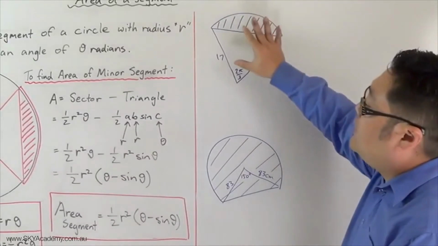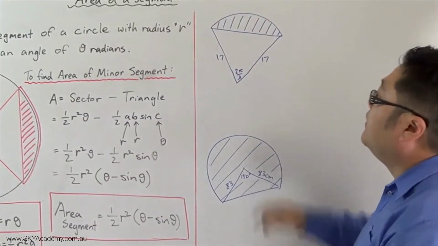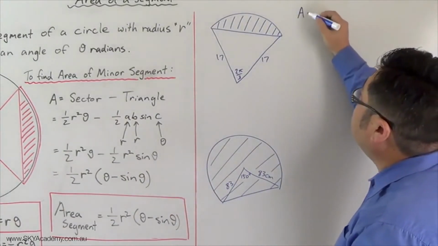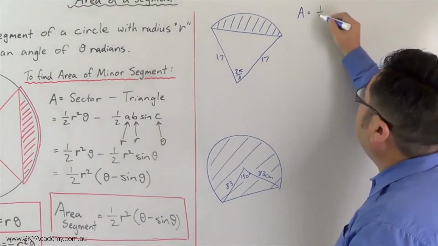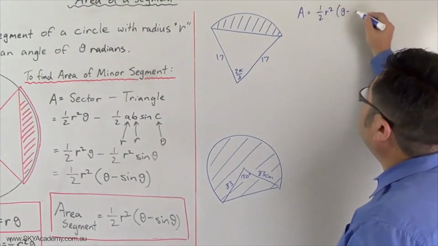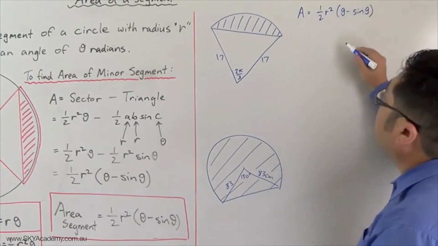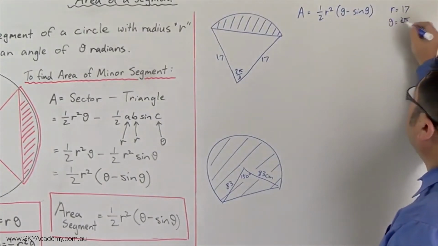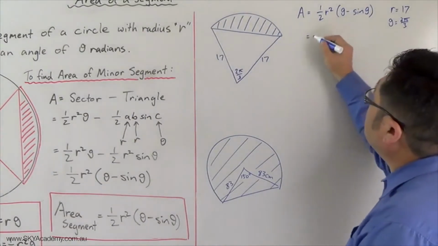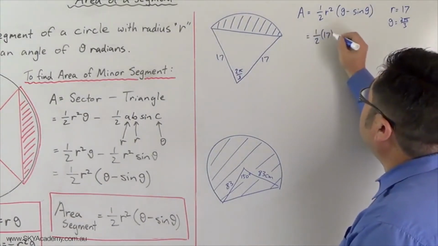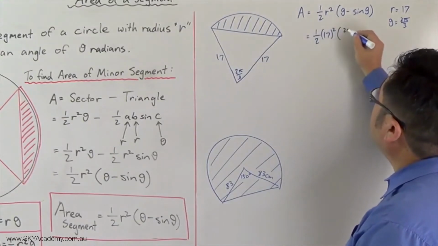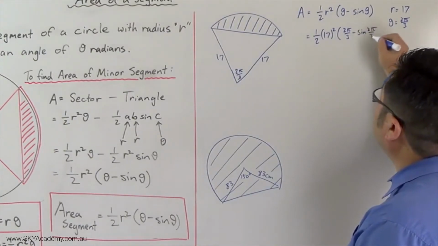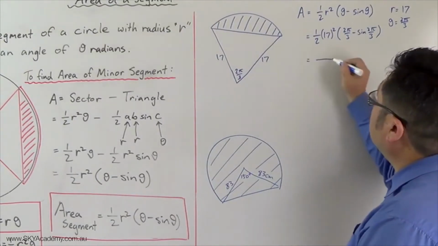Well, let's have a look. How would we do a question like this, for example? We have to find the area of the minor segment. So the area of the minor segment is going to be a half r squared times theta minus sine theta, right? Your r is going to be 17. Your theta is going to be 2 pi on 3. So your area is going to be a half 17 squared times 2 pi on 3 minus sine 2 pi on 3.